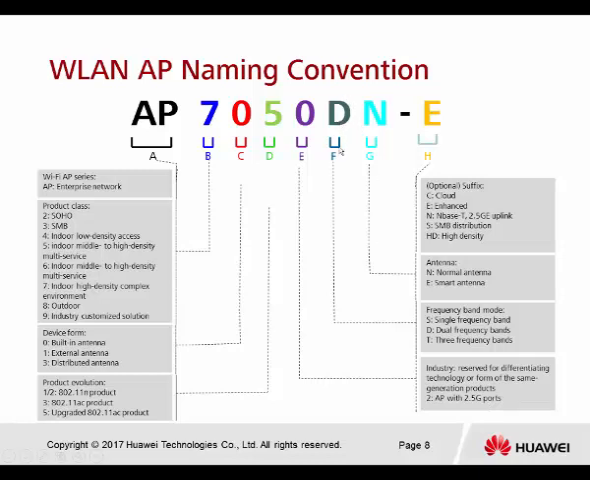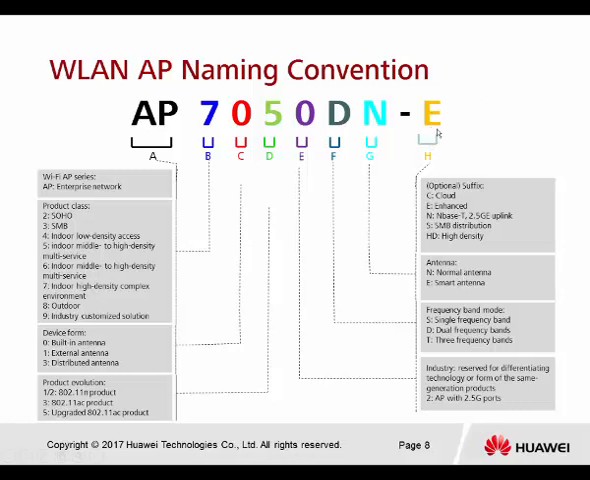Then D. This D refers to the frequency band, either a single frequency band or a dual frequency band. Right now it can already support 3 frequency bands. Then the N refers to the antenna, so what kind of antenna they are currently using for this AP.